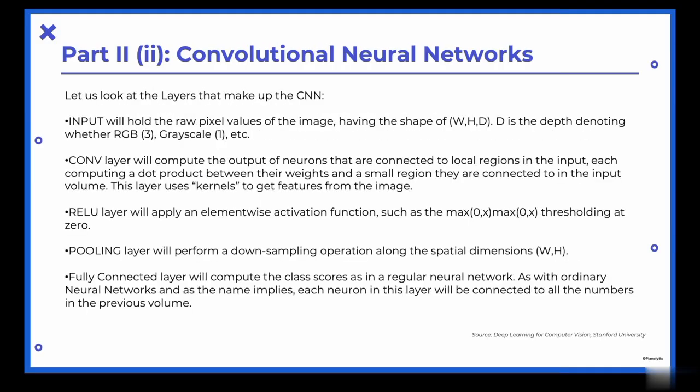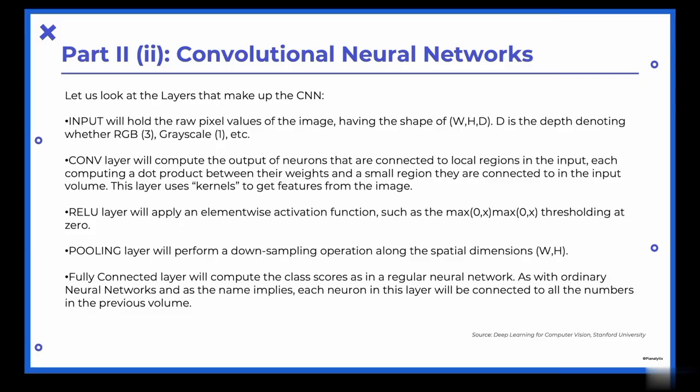So let us take a look at the layers that make up the CNN. Firstly is the input layer, which will hold the raw pixel values of the image having the shape of width, height, and depth. Depth here denotes whether the image is an RGB image, then it will have a value of 3, or a grayscale image, then having a value of 1.